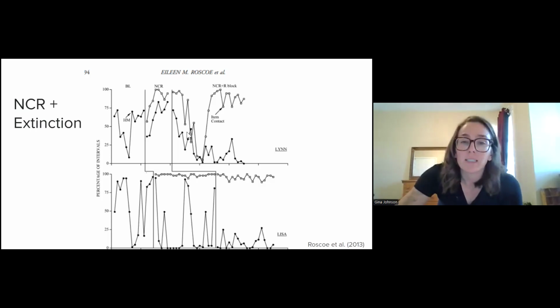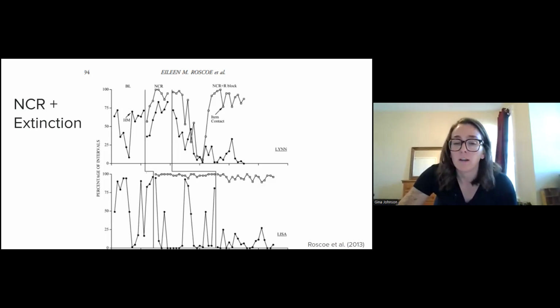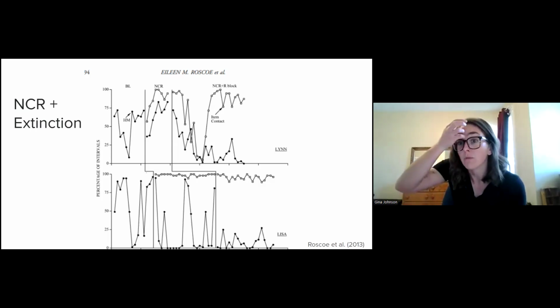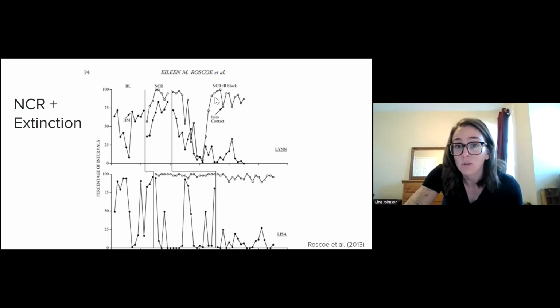So because NCR alone was not effective here, they added response blocking. Response blocking means that when they attempt to hand mouth, that attempt was blocked, which essentially is extinction, right? So the automatic, maintaining reinforcer, we're making sure they're not accessing it by blocking the behavior from happening at all. And they still have access to the non-contingent reinforcement items.